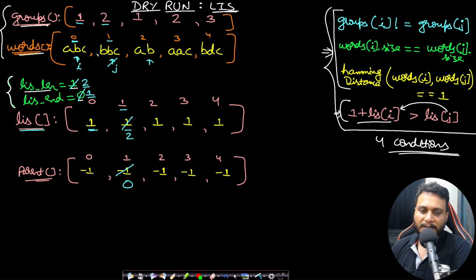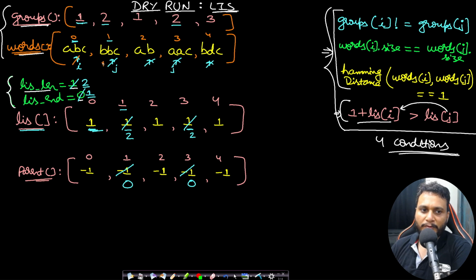AB is of different length than ABC, so I'll just skip that. AAC, it is of the same length. They belong to two different groups and they have Hamming distance equal to 1. So this jth item can be appended after the ith item. That is true. And if you look at it, the length here is 1, the length here is 1. So 1 plus 1 will be 2. Update it. And the third index previous item is index 0. Move on to the next item, BDC. If you see BDC, the previous item is ABC. This is BDC. So the Hamming distance is 2. So BDC cannot be appended after ABC. Okay, and we are done.